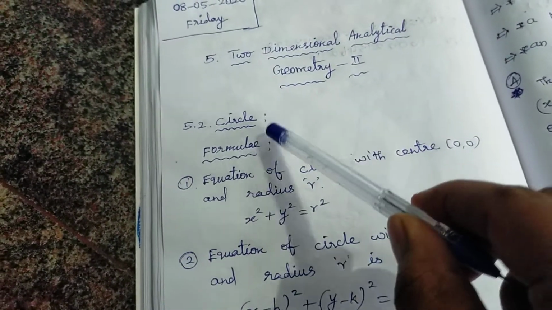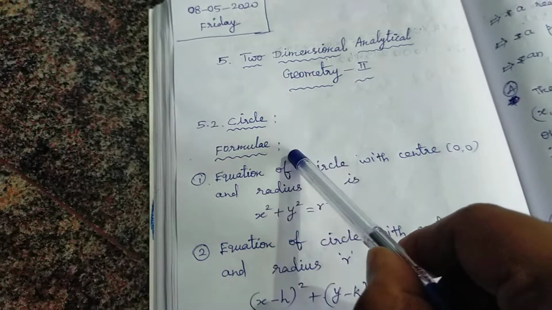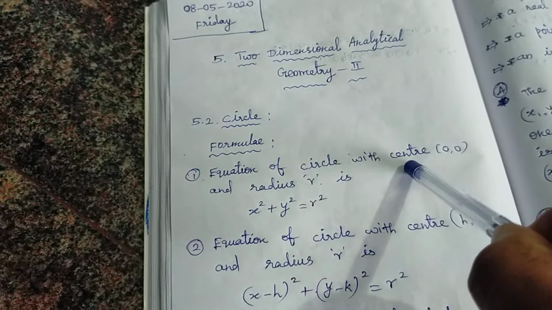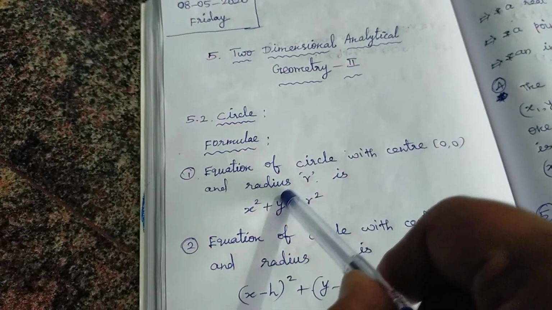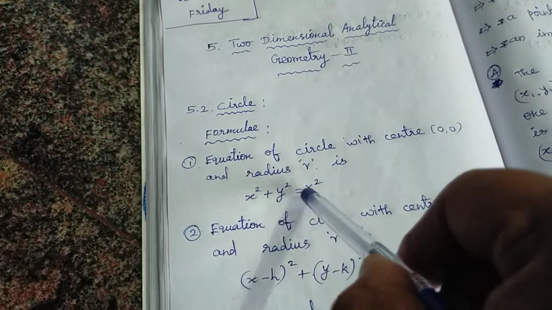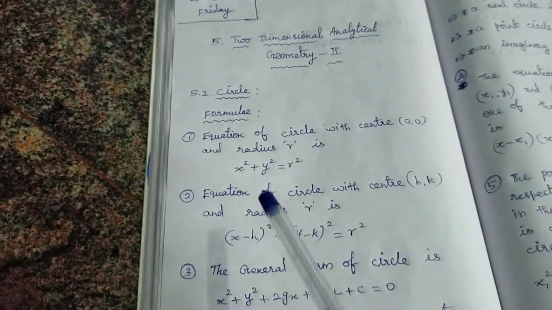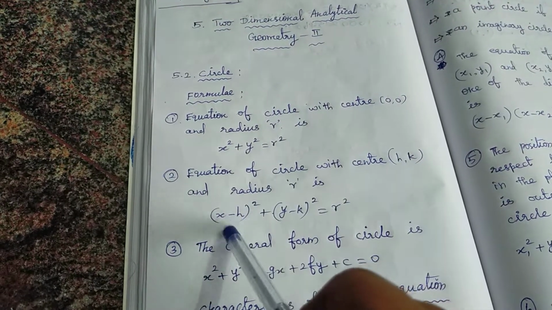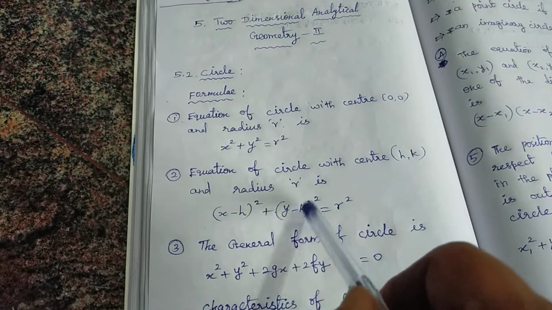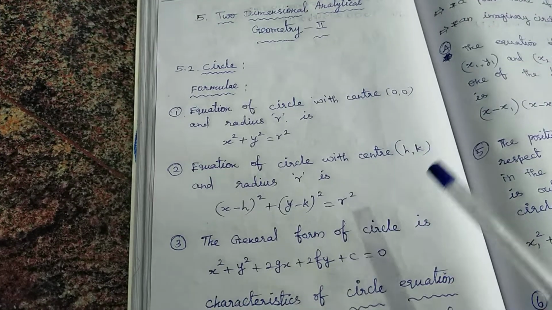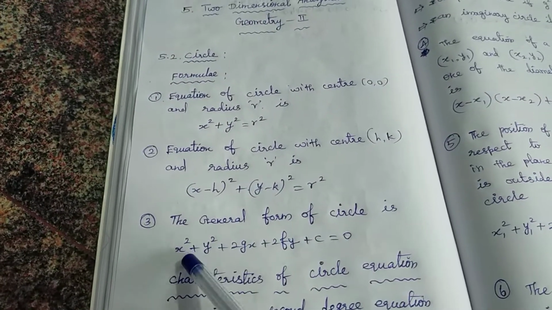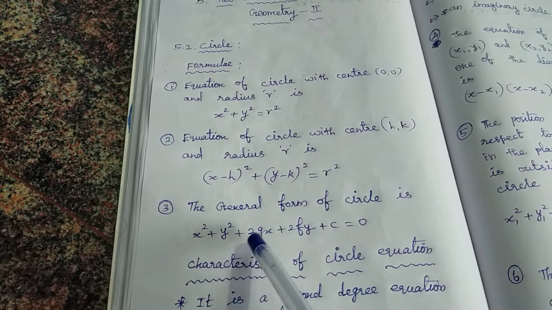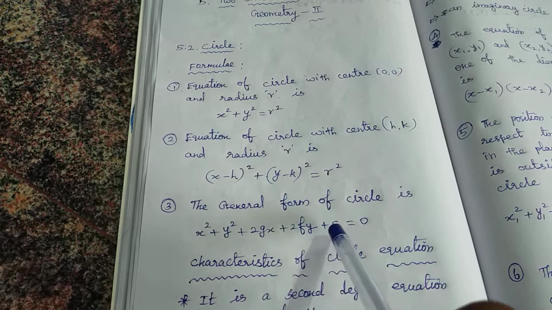First concept, circle formulae. First one, the equation of a circle with the center 0 comma 0 and radius r is x square plus y square is equal to r square. The equation of a circle with the center h comma k and radius r is x minus h whole square plus y minus k whole square is equal to r square.